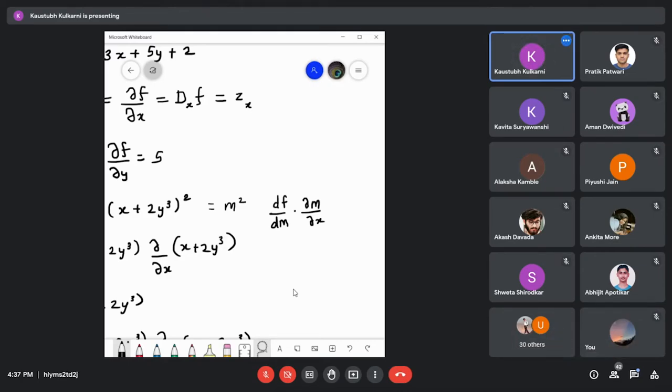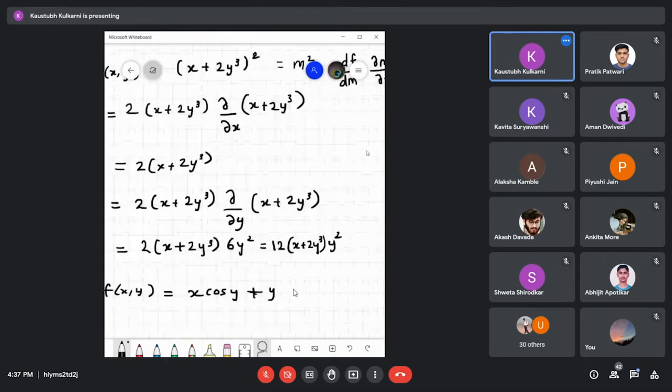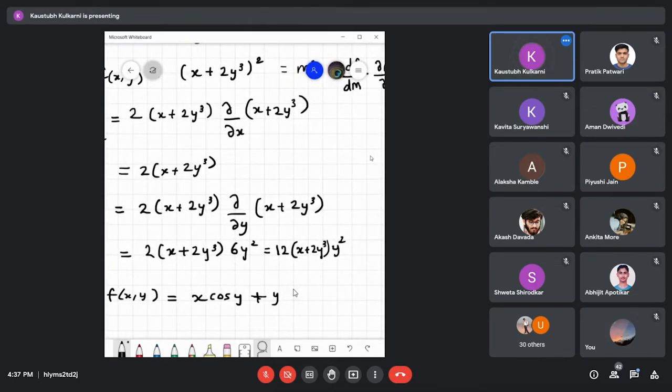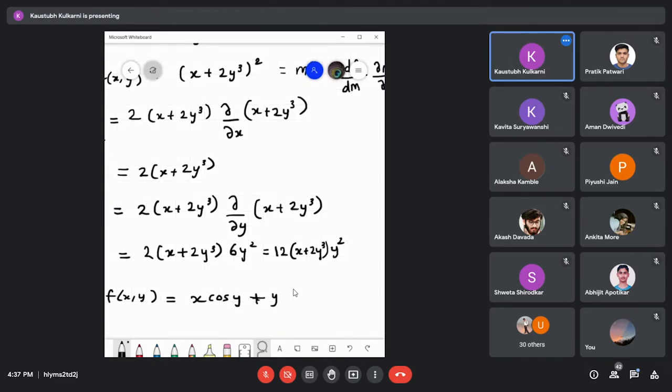Yes. Okay, next question: dx is equal to cos y. Yes, cos y, and dy is not 1. Dy will be, x will be a constant, x sin y, yes, minus x sin y plus 1. Yes, correct. Minus x sin y plus 1.